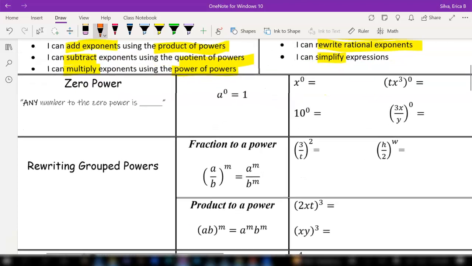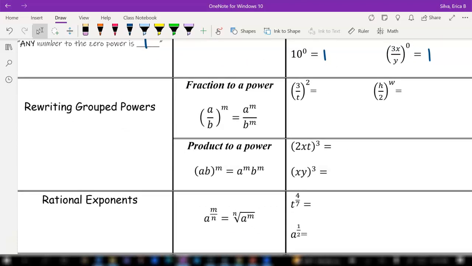Let's start with the zero power rule. It tells us that any number to the power of 0 is 1. So a to the 0 power is 1. If that's true, then x to the 0 power is 1. 10 to the 0 power is 1. Anything to the 0 power will be 1.